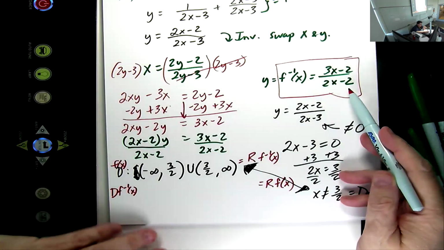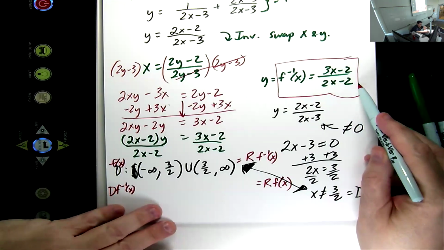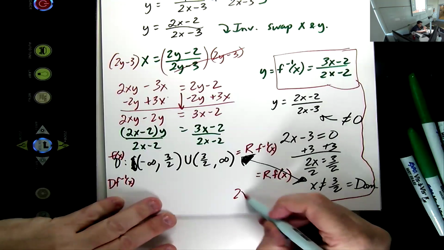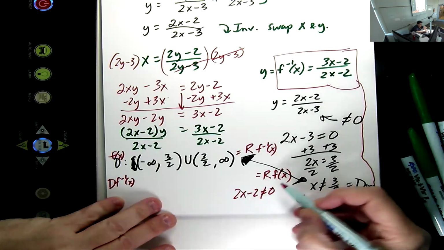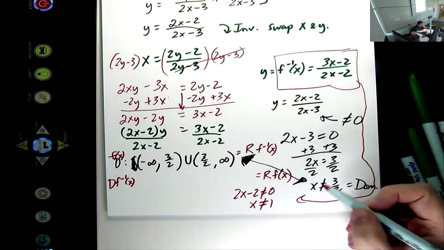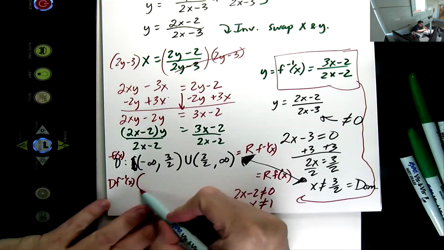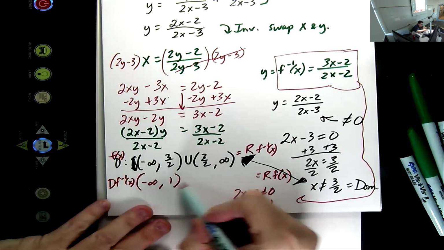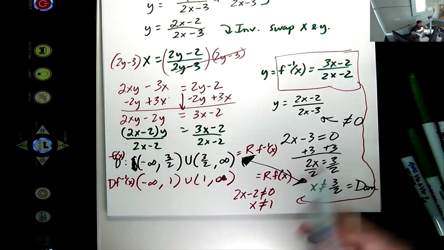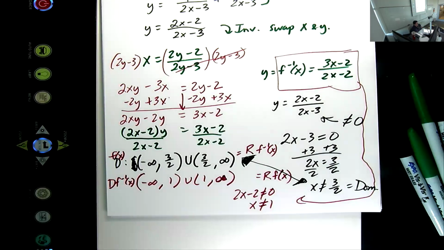So, we set the bottom to not equal 0, and then subtract 2 from both sides. When you do, you'll get x not equal to 1, which means this is going to be negative infinity to 1 in union with 1 to infinity. So it's a little hard to find the range directly off of that, but if you treat it as looking at the domain of the inverse, the domain is easy to identify.